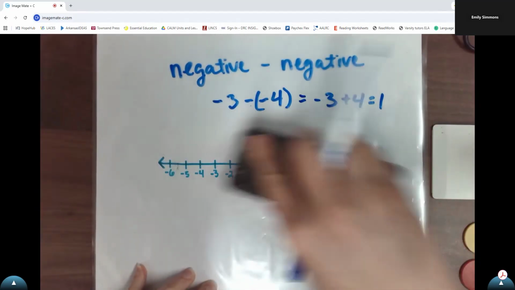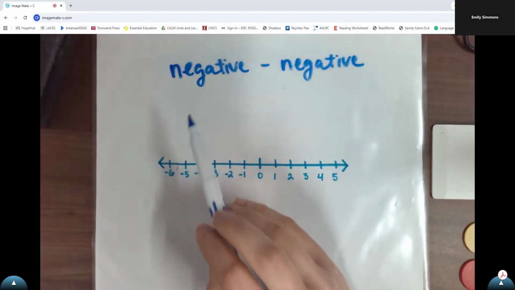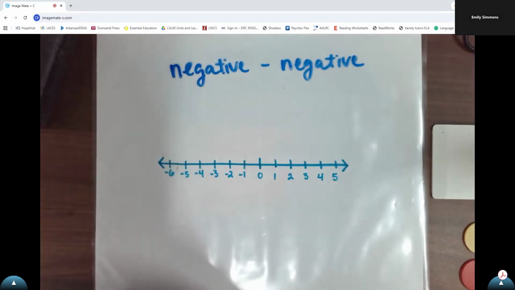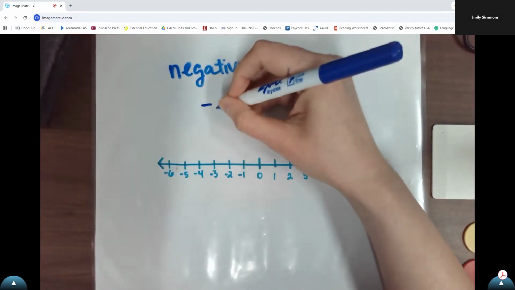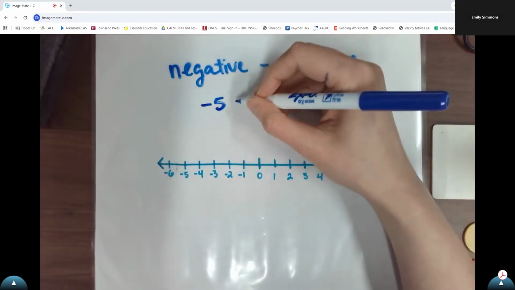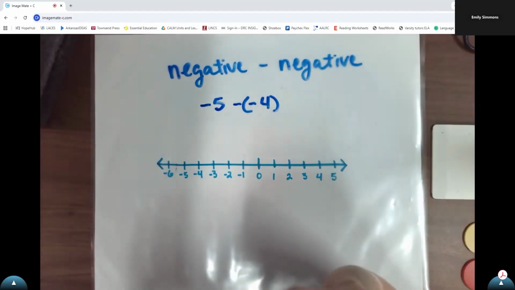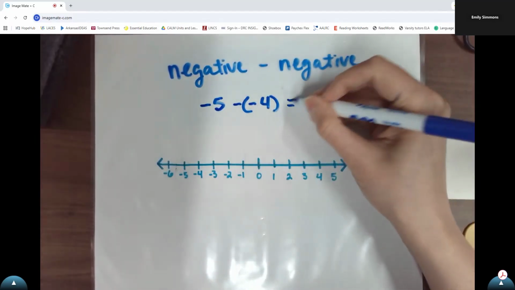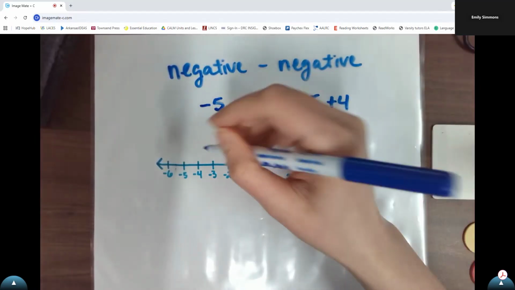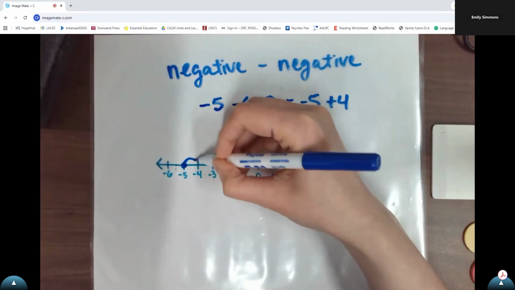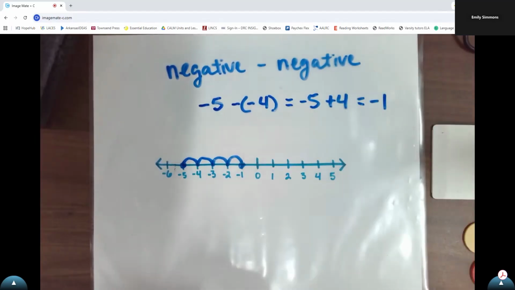And then we could get a negative answer. So if our first number's absolute value is smaller than our second number in this scenario, then we get a positive. But if our first number has a bigger absolute value, then we would get a negative. So negative 5 minus negative 4, minus negative cancels out. This turns into negative 5 plus 4. We start on negative 5 and add 4 to that. 1, 2, 3, 4. We get negative 1.